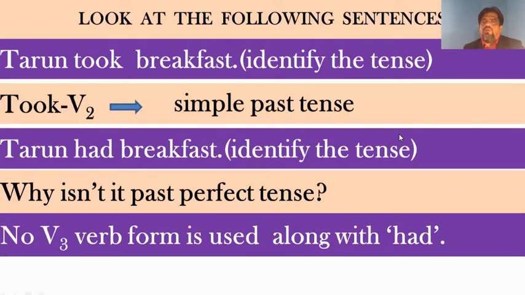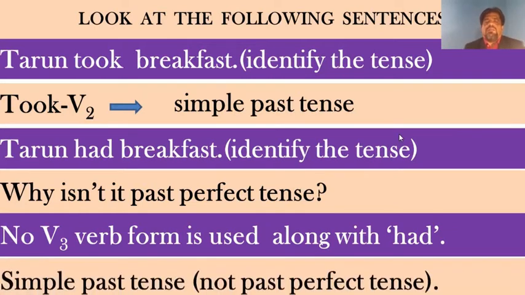Had is actually the V2 verb form of the verb has or have. Has is singular V1, have is plural V1, and V2 is had, and there V3 also is had. And that had, if it is used without a V3, it is the V2 verb form. Simple. So here, the word had is used and we could not find another V3 verb form. Therefore, the had is not the sign of past perfect tense. It is simple past tense because it is the V2 verb form of have or has. Therefore, this sentence is in the simple past tense. It is not past perfect tense.